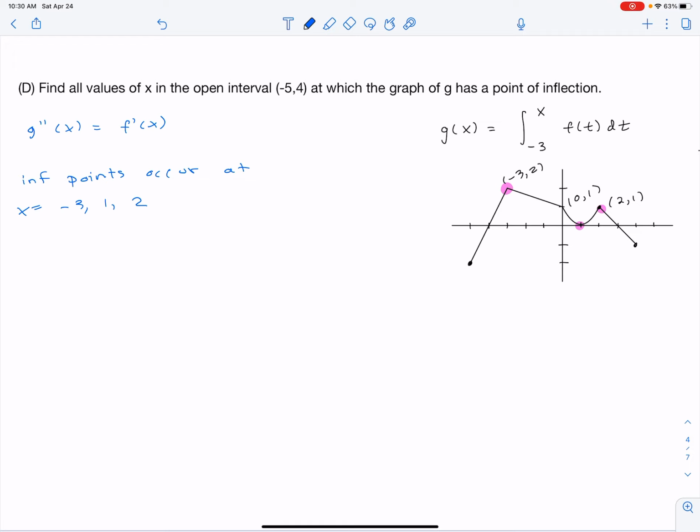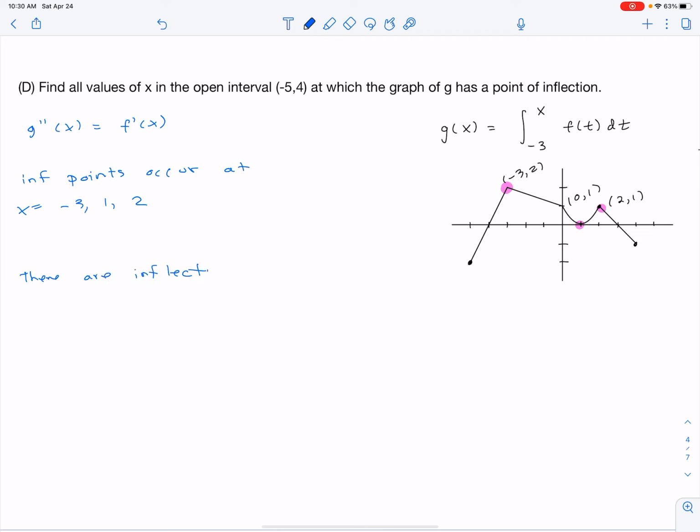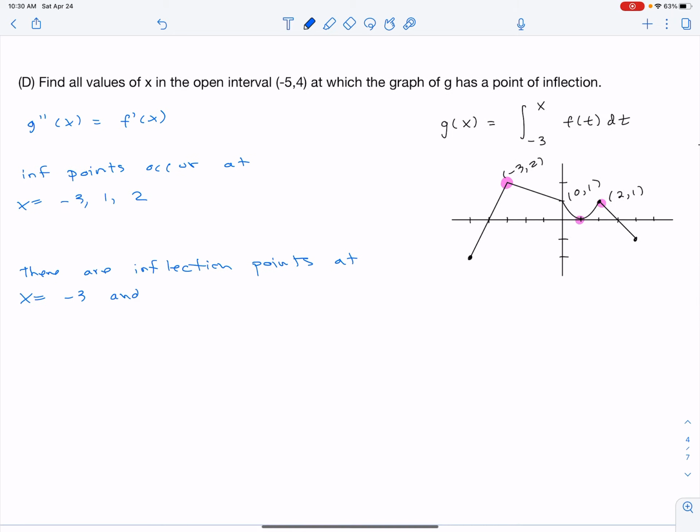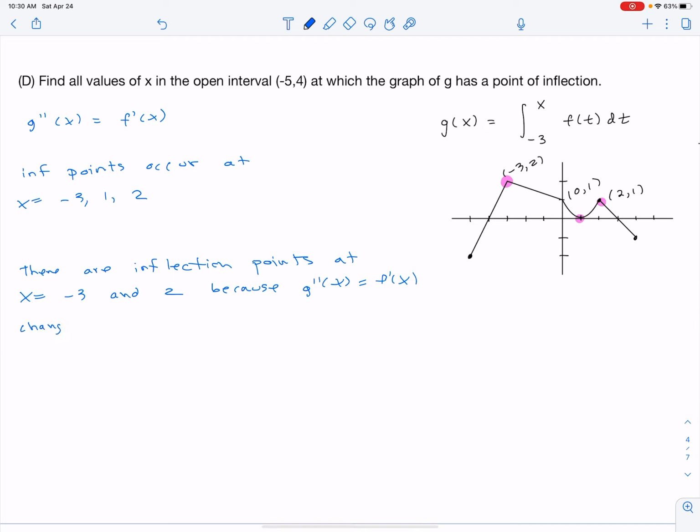I would say there are inflection points at x equals, I'm going to start with these two, x equals -3 and 2, because g double prime of x, which equals f prime of x, I'm pointing to what I'm looking at, changes from increasing to decreasing at those values.